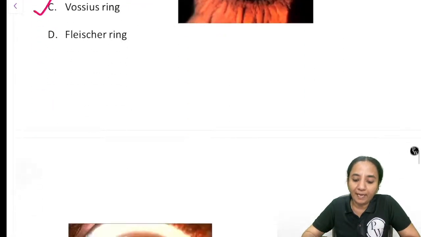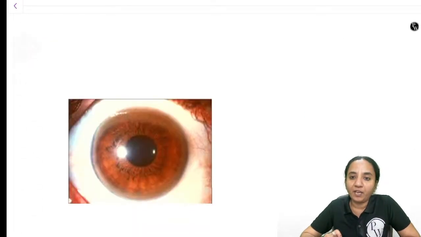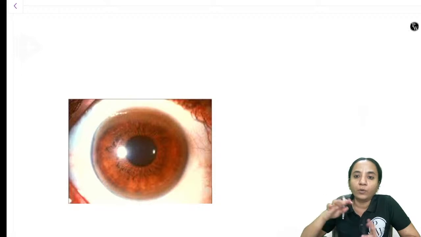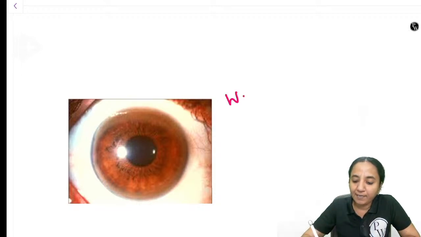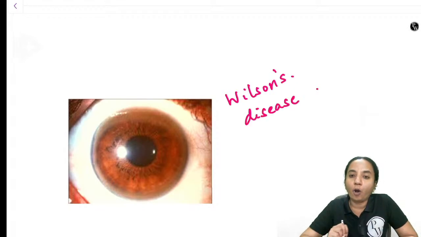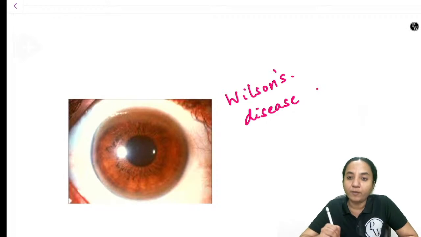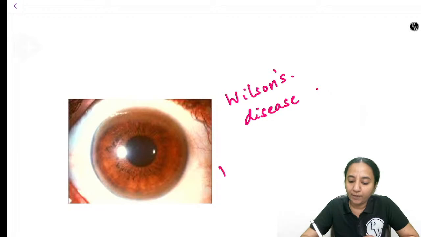Where do you get to see KF ring? So this is what the KF ring is. It is a ring which is close to the limbus, and this is seen in Wilson's disease. Wilson's disease, you all know, is due to the deposition of copper. So deposition of copper in the Descemet's membrane gives rise to this kind of a concentric ring close to the limbus, and this is called your KF ring.